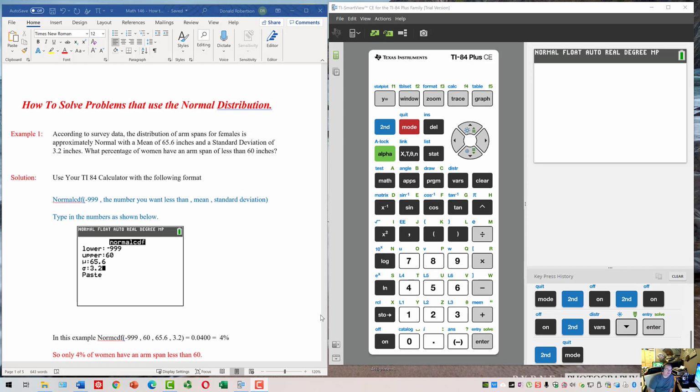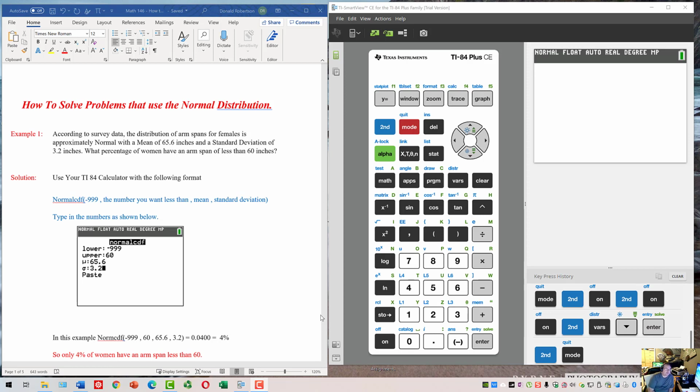So let's look at our first example. According to survey data, the distribution of arm spans for females is approximately normal, with a mean of 65.6 and a standard deviation of 3.2 inches. So if you took a typical woman, she stretched her arms out from one side to the other, it's about 5'6" from tip to tip, but there is some variation.